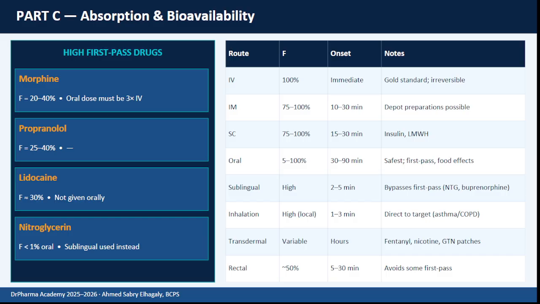Also, propranolol is 25 to 30 to 40% as oral. Lidocaine 30% only, so lidocaine is not given orally. Nitroglycerin, bioavailability less than 1% orally. You know what the use of nitroglycerin is? For angina, yes. And have you ever seen in your practice someone with angina or MI taking nitroglycerin orally? No, only sublingual or as patches.